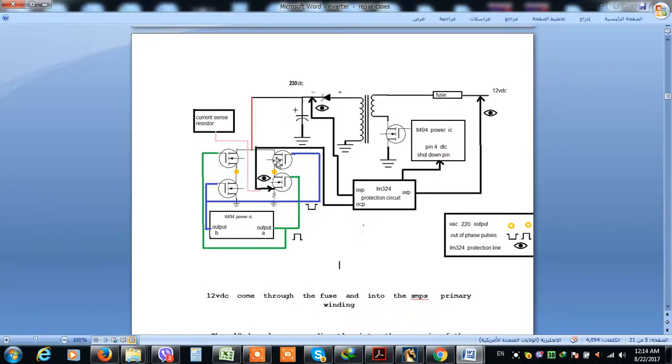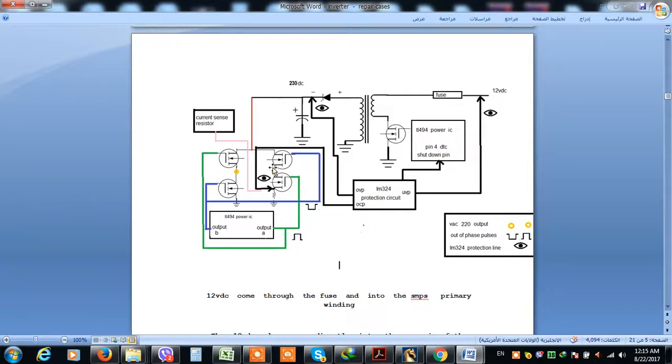When these two are on, these two blue ones are off, and when these two blue ones are on, the green ones are off. Let's assume in the first case that these two green are turned on. For this, the voltage will be high here, and the voltage will be low here, because we have a low resistance from ground to this outlet, and we have a high voltage from this bus to this turned on MOSFET. So we have a positive here and negative here.